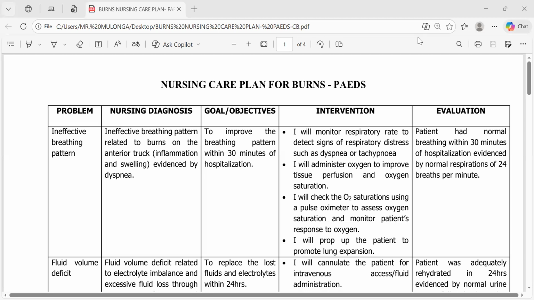Then the question is: identify 5 problems that Joseph may have and use the nursing care plan to nurse him. So we are using the nursing care plan. Firstly, it is not that common to talk about burns in pediatrics, but they do happen, so quite a number of people were confused. Here we have to consider the child is 2 years old and has 20% burns over the upper trunk and the right upper limb.